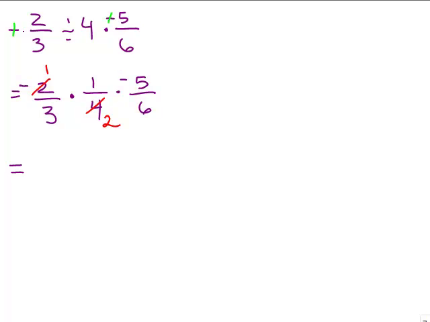And in the numerator, we have 1 times 1 times 5. So we're left with a 5 in the numerator. And in the denominator, we have 3 times 2 times 6. 3 times 2 is 6, times another 6 is 36.